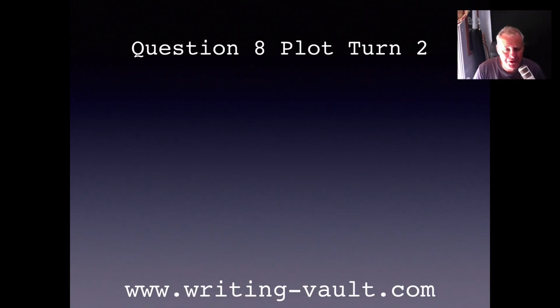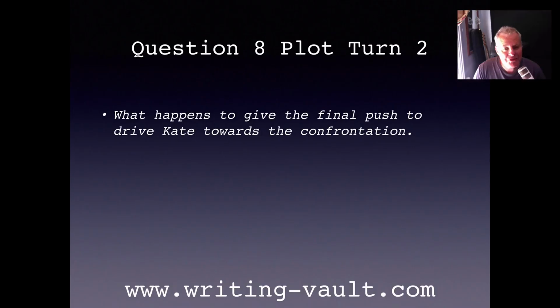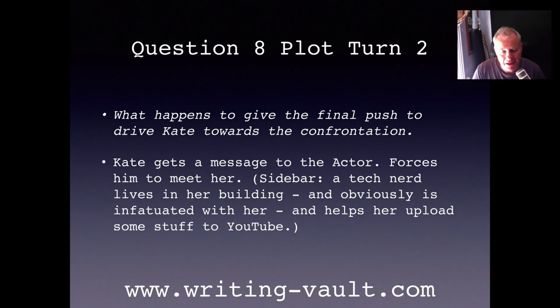Then we go forwards to plot turn 2, which is between the midpoint and the conclusion, and what happens to give the final push, which drives Kate towards the confrontation. And I've written, Kate gets a message to the actor, forces him to meet her. And then when I was writing this, I had a sidebar that when she goes back to her building, which she lives in, and I can picture the building exactly because it was around the corner from where I used to live in Wimbledon. It was like an old converted school, although I've moved it slightly in terms of location and been converted into luxury flats. So she lives in there, and there's a guy in that building who obviously is infatuated with her, and he helps her upload the stuff that she's got to YouTube for the conclusion.